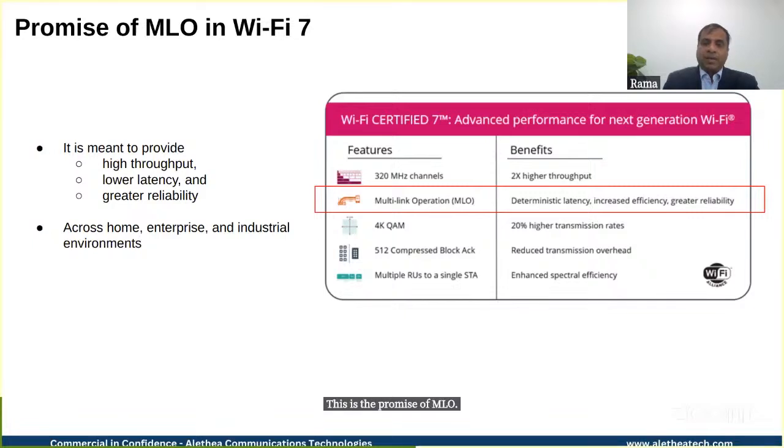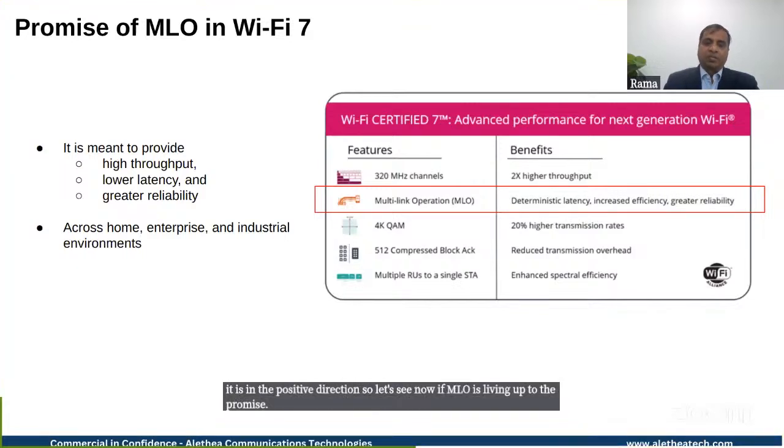And like you, we are also wondering or checking, is MLO really living up to the promise? And as I said, this is an early experimental result. And from our experience, it is in the positive direction. So let's see now if MLO is living up to the promise with the experiments that we have done.